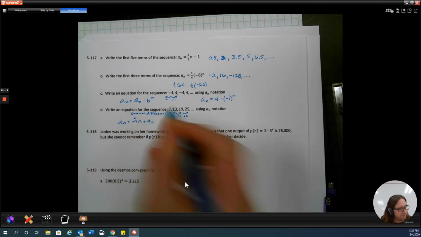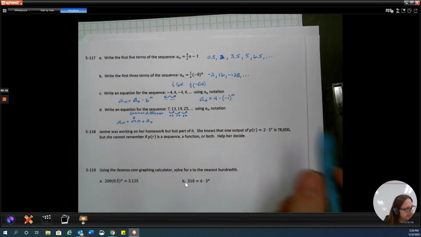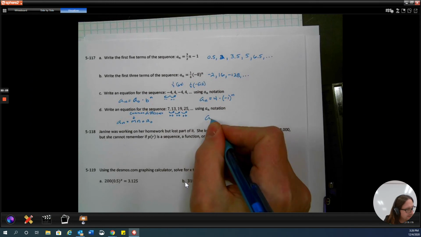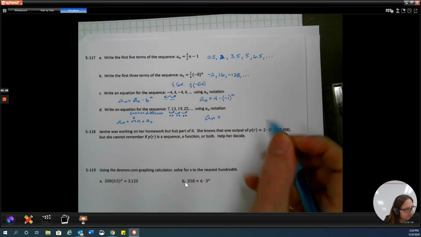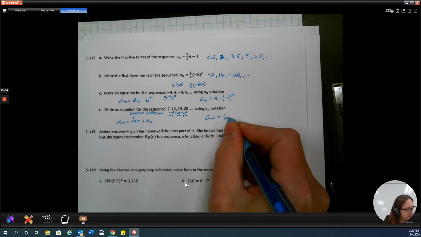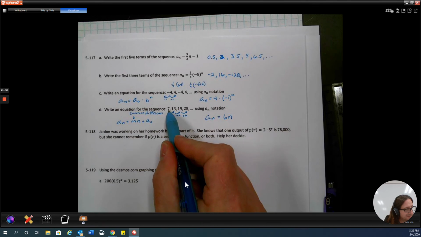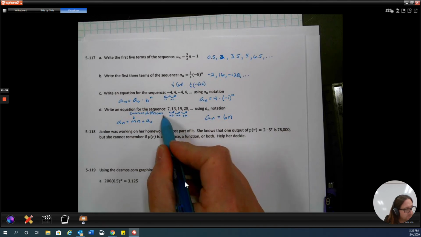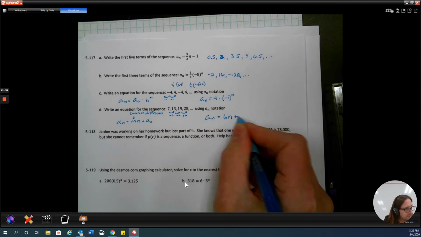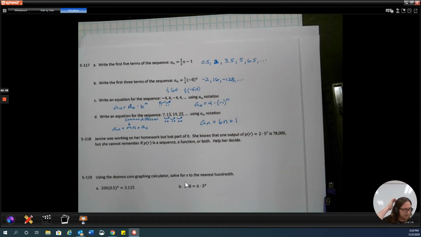This is all going to be pretty much what we've been doing with the T of n, just using A of n instead. So A of n is equal to the common difference of 6 times the term number plus the starting term. So the starting term is not 7. We look for the 0th term. So we're going to subtract 6. So the starting term would be 1. There we go. All right, next part.